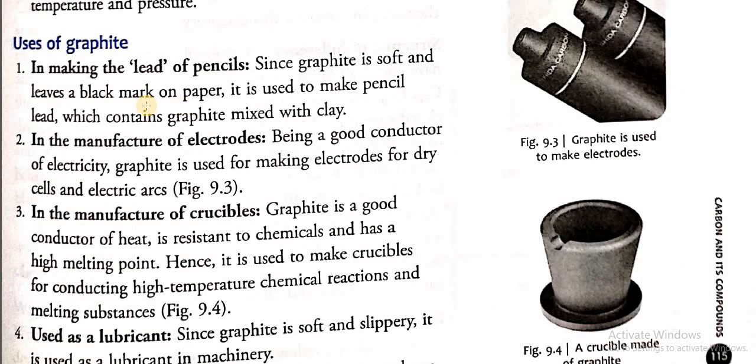Second, it is used in the manufacture of electrodes. Being a good conductor of electricity, graphite is used for making electrodes for dry cells and electric arcs. Electrode means it is a rod which is present in an electric cell, we can say batteries and all, through which current flows. So it is used for making electrodes.